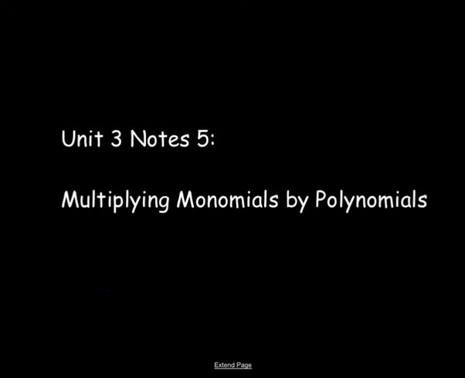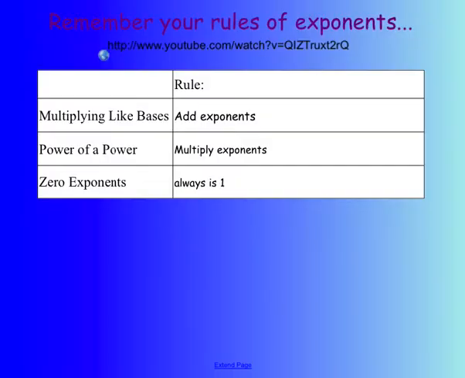Polynomials. If you recall, monomials are things with just one term, and polynomials have many terms. So we're going to take one term and multiply it by many terms. In order to do this, we need to take a quick little review of what our rules of exponents are.